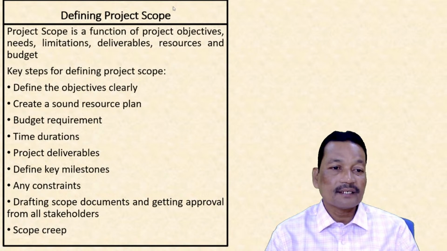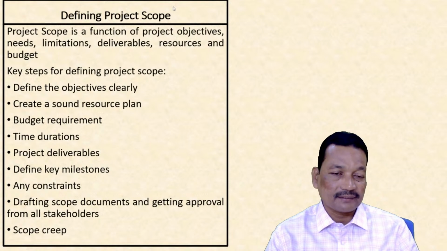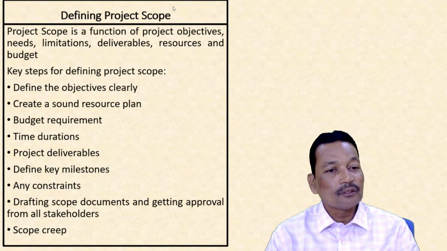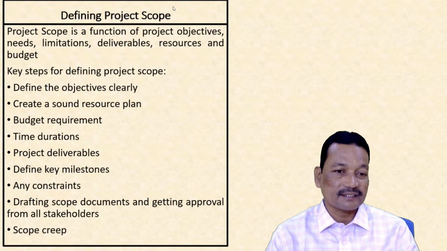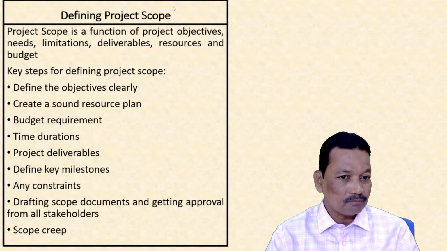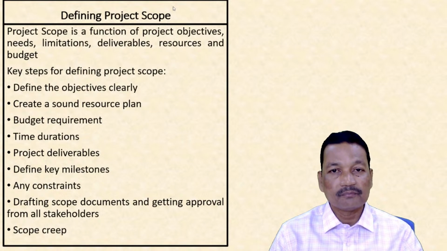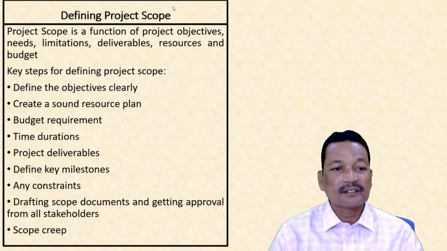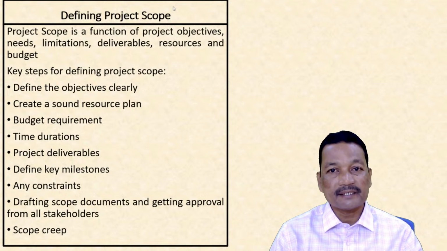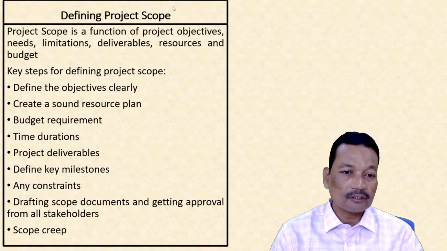Next key step is time durations. Now, a project can be divided into various kinds of activities. We can break down a total complete project into various phases or activities. For each activity, how much time it is going to consume, or for each phase of the project, how much time is going to be consumed, that we can estimate. While estimating the time durations for various activities or phases of the project, we shall be using various techniques that we shall be learning in the later units of this module or the block.